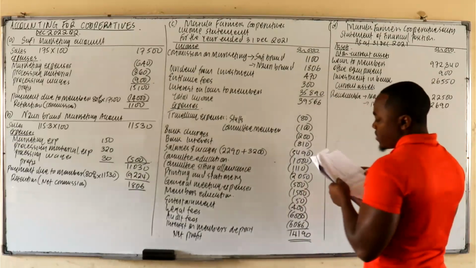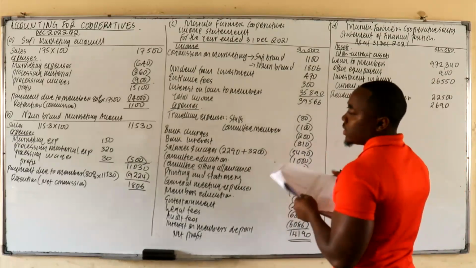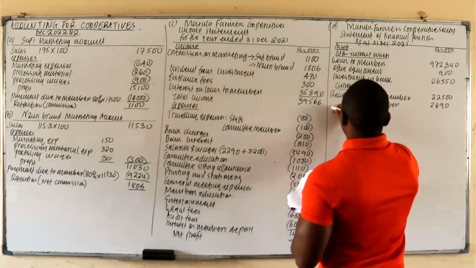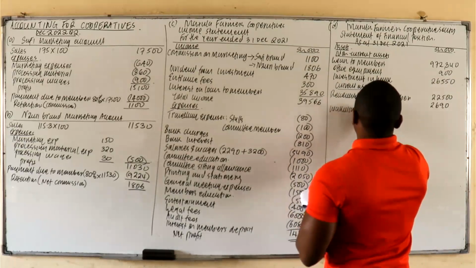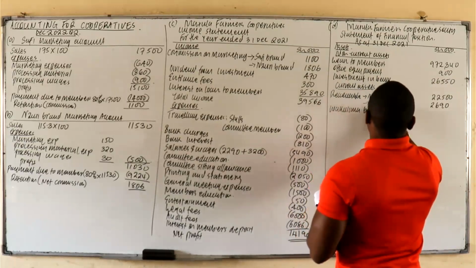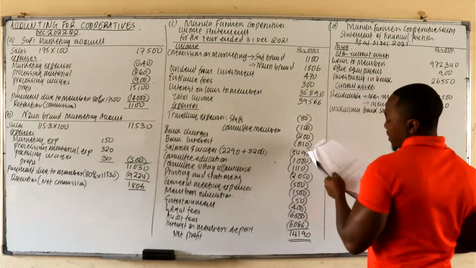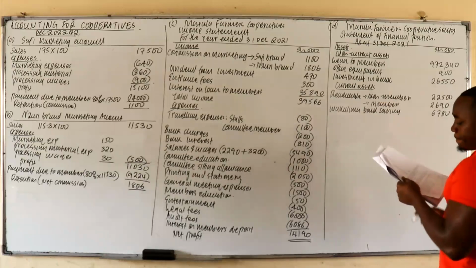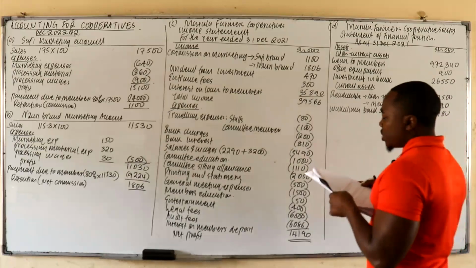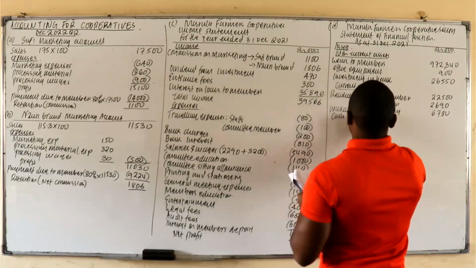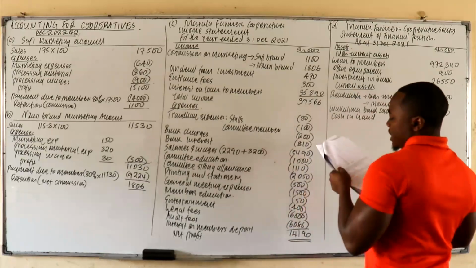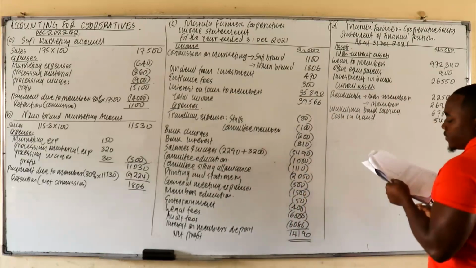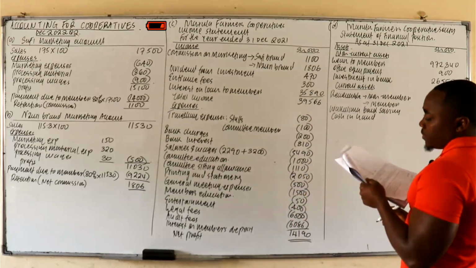Then we have Wakulima Bank savings. Savings, we can call them cash at the bank. So Wakulima Bank savings, that's the cash at bank, an amount of 6780. We also have cash in hand. Cash in hand is an amount of 540. Do we have any other asset?